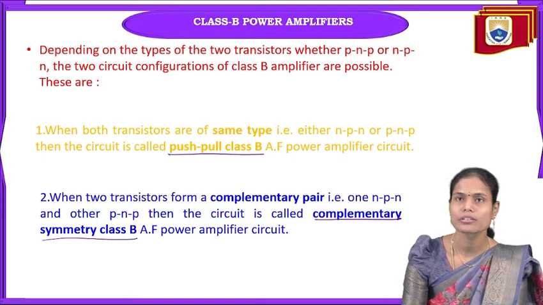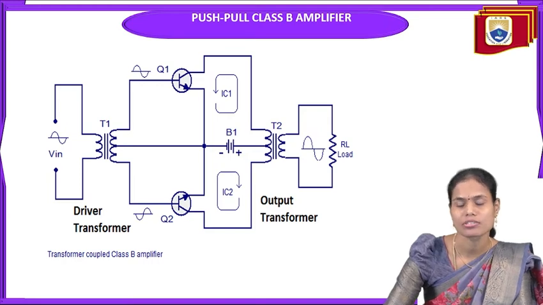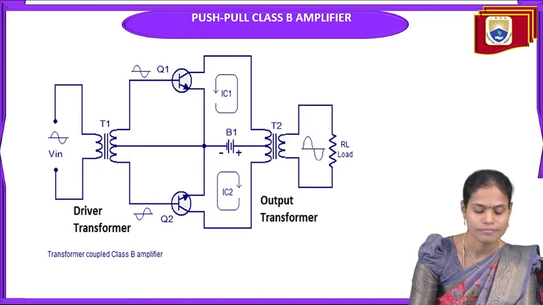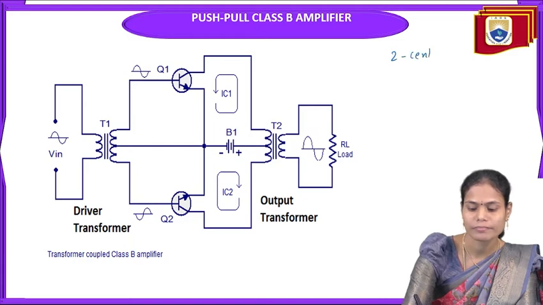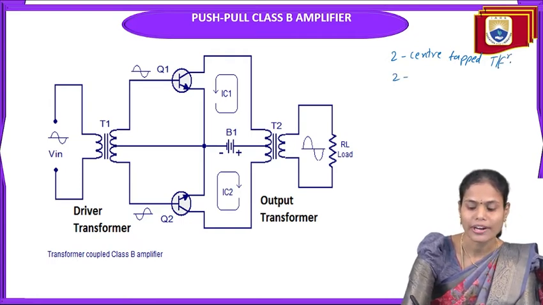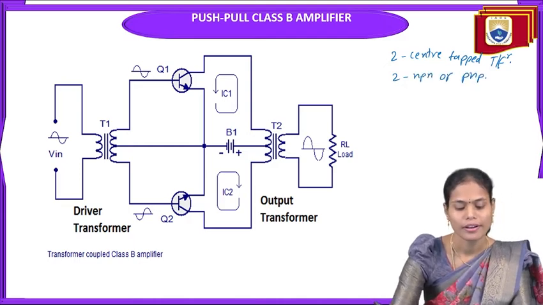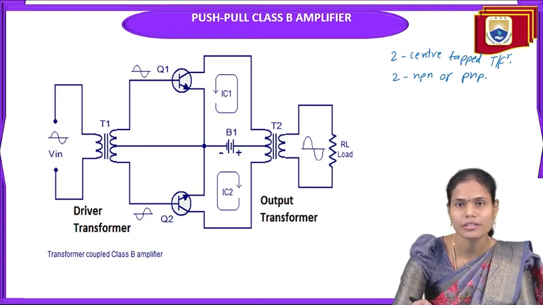Now we are going to see both types of power amplifiers. First of all, I am taking the first classification, that is, the push-pull class B amplifier. In order to design this particular circuit, we require 2 center tapped transformers, one at the input side and one at the output side, and 2 identical transistors, either NPN or PNP, and we require a DC power supply in order to run the transistors and the remaining elements in the circuit.